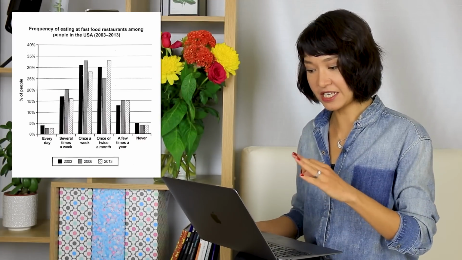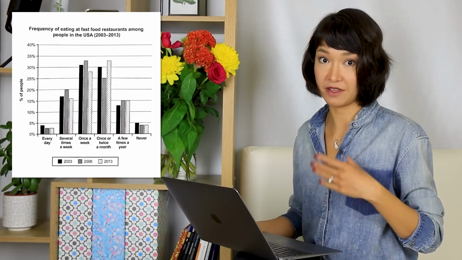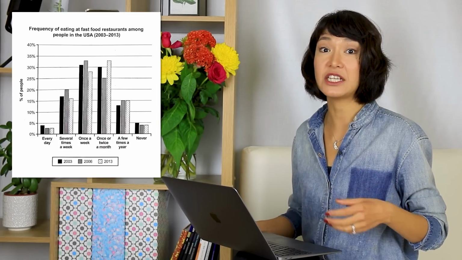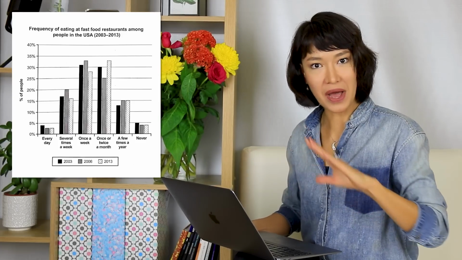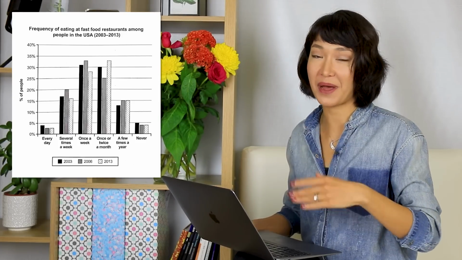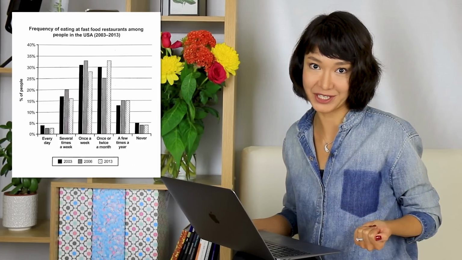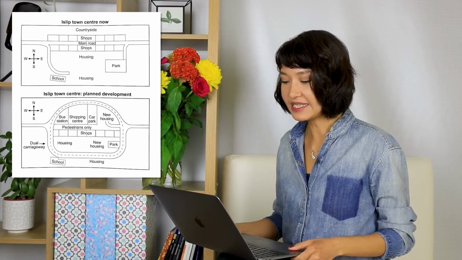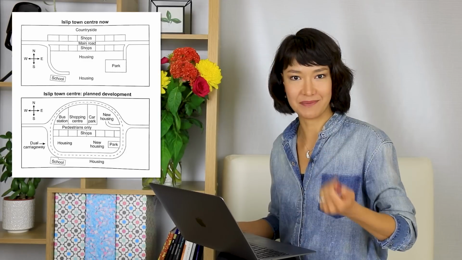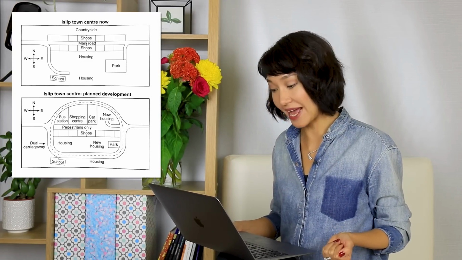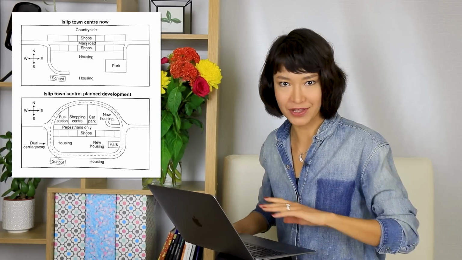Here we have 3 time periods, 2003, 2006, and 2013. So here everything is in the past and you need to use the past tenses to present the information. Finally, we have 2 maps. Islip Town Centre now, so that's the present tense, and planned development. So that's about the future.